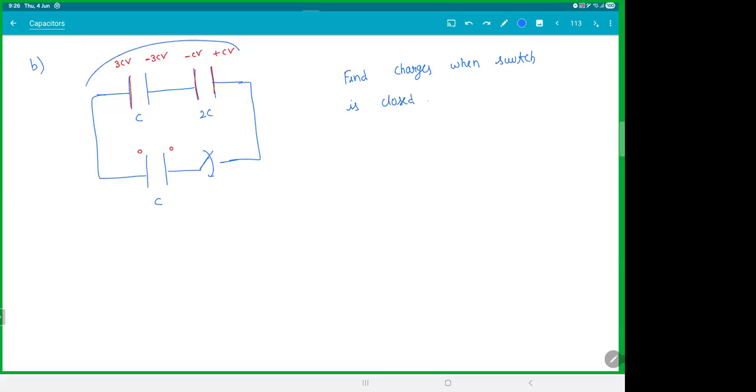These two capacitors are not in series, not in parallel. They're nothing. For parallel, you should have same potential difference. For series, you should have same charge. They should be across same nodes. So here, that doesn't make any sense.